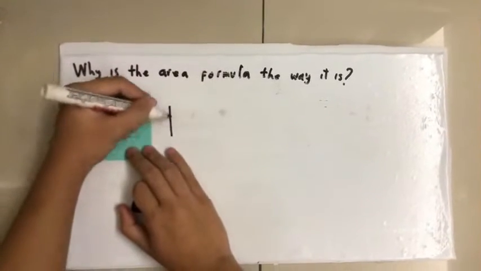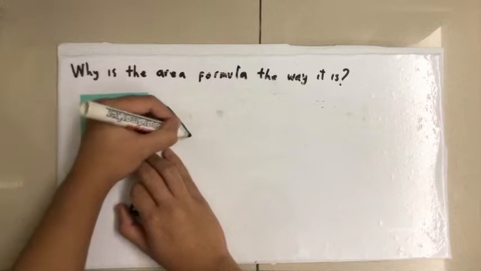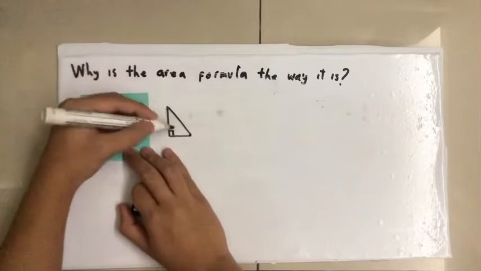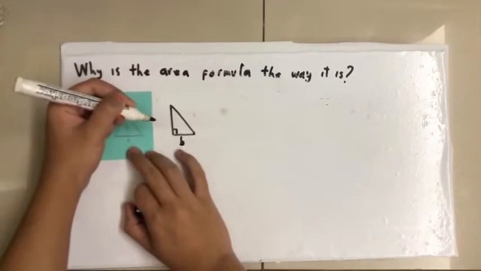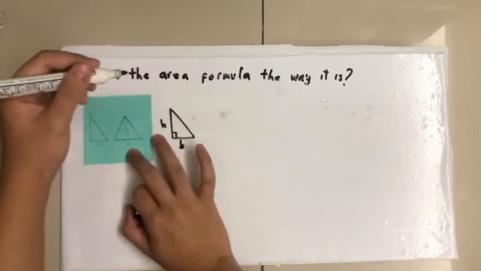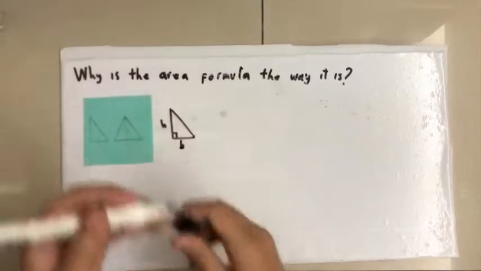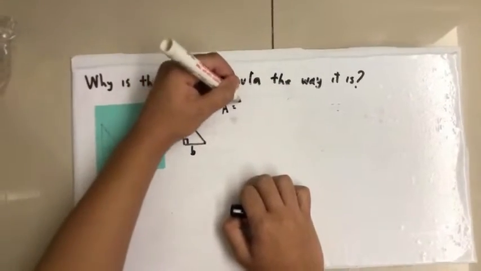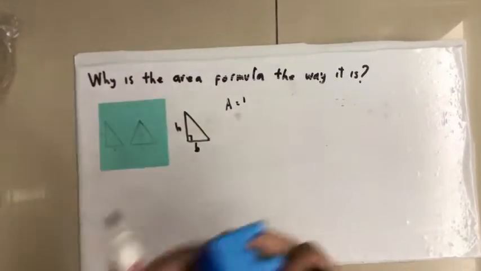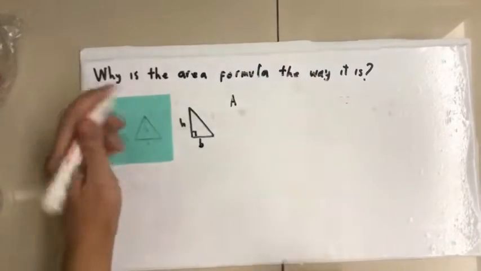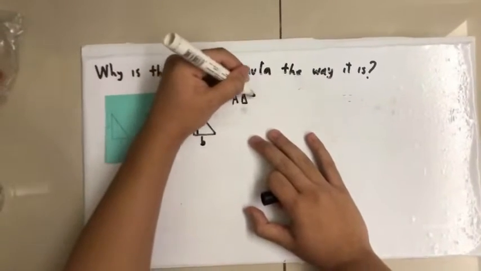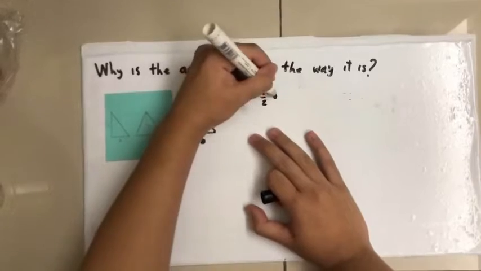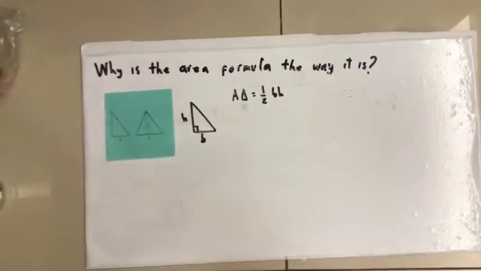Now, the right angle triangle, just like this, and this is the part where we know it's a base, and this is the part we know as the height. And the formula given by the book usually for the area of a triangle is just half times base times height. Why is it like this?